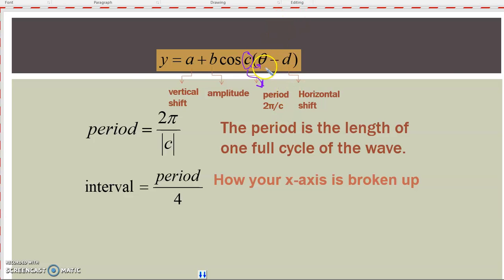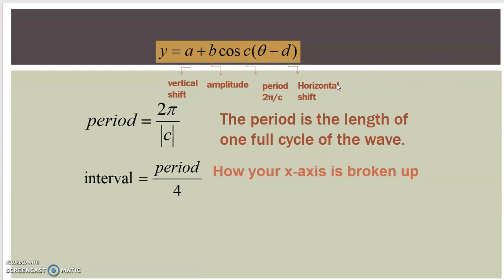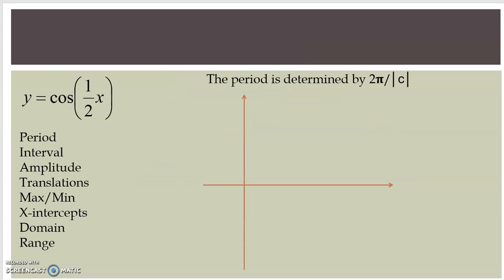All right, the other thing we're going to look at is the horizontal shift. Whatever's in the parentheses is going to deal with the horizontal shift. So we're going to take the parentheses, put it equal to 0, and see how far we moved. We're going to try that with a couple of problems here.